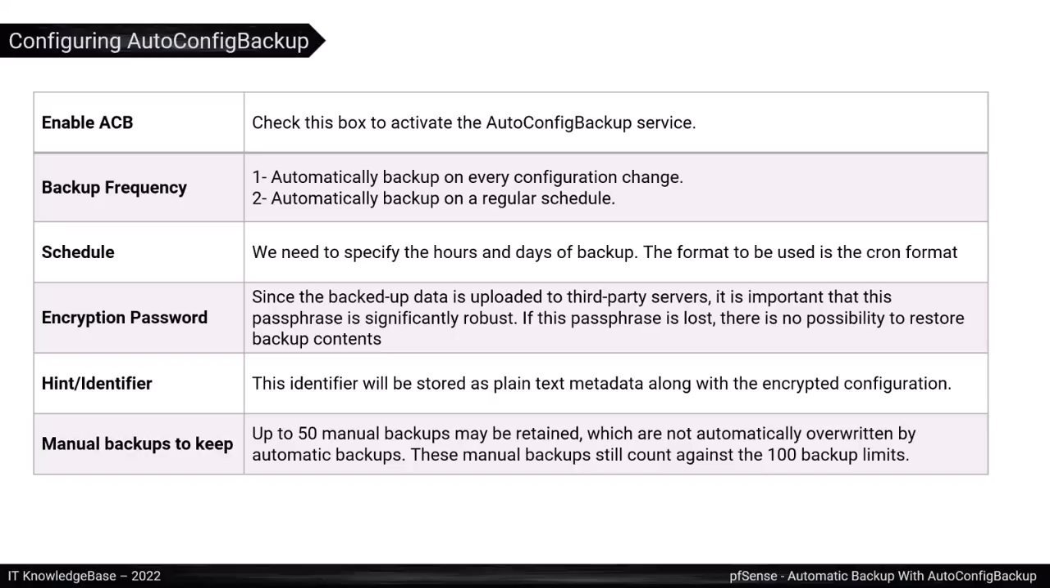Manual backups to keep. This is the last and final configuration step. The number of manual backups to keep: a maximum of 50 retained manual backups of the 100 total backups is permitted. We propose to set it to 10, which we think is a good compromise.